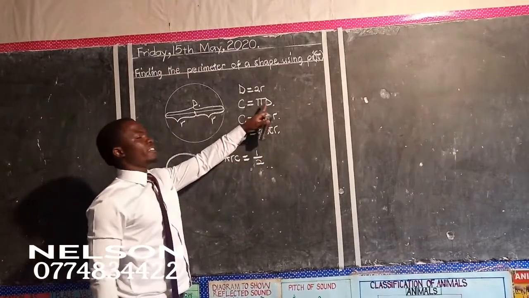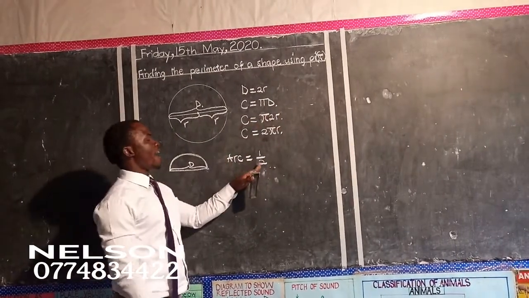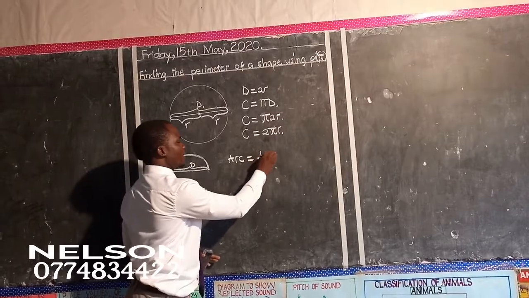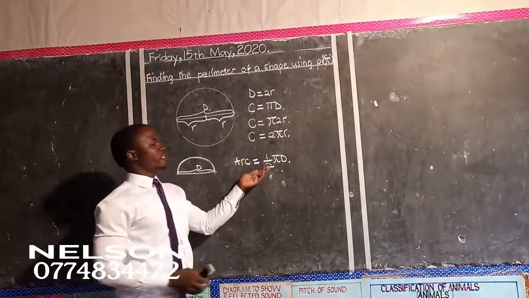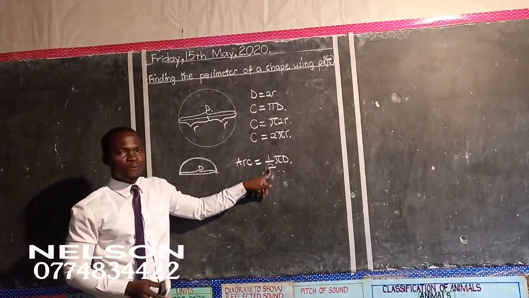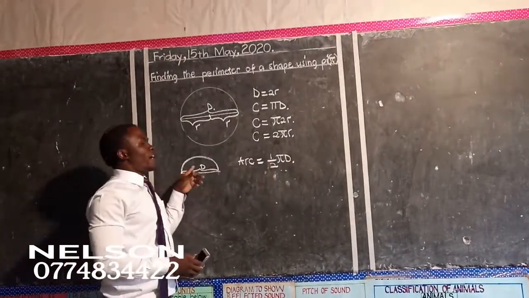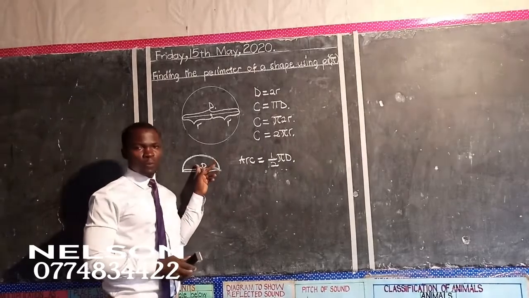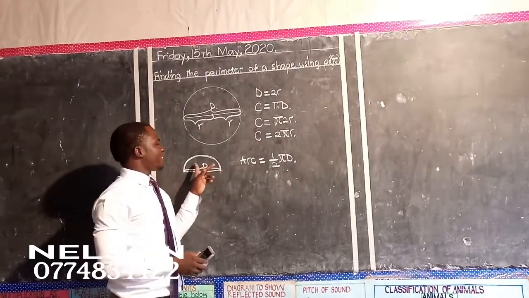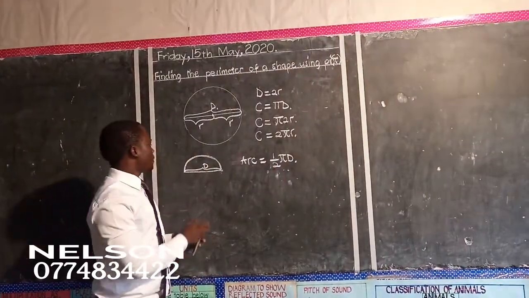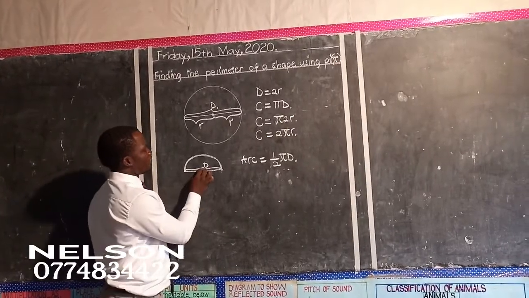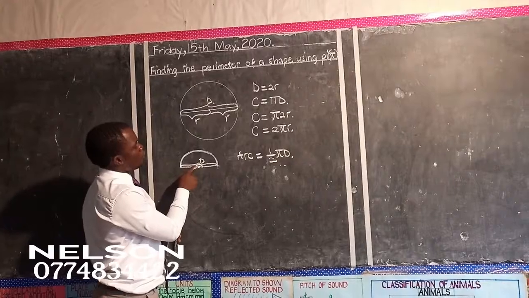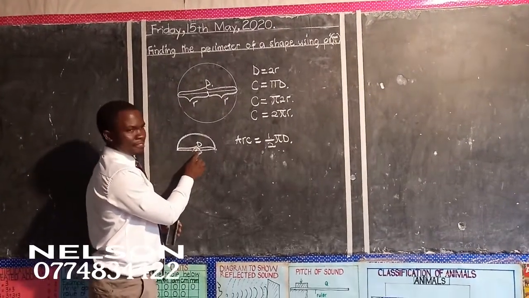We shall not just say pi D. No, it is a half pi D. Why are we saying half? We are not saying half because it is a half a circle. No. We are saying it is a half pi d because if you look at this semicircle here, from here up to here, we have 180 degrees.